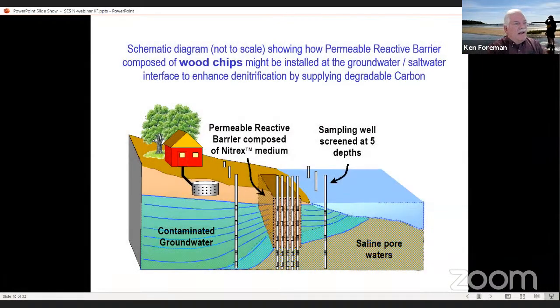So we had the idea. We're not, of course, the first originators of this idea. It actually originated with Will Robertson at the University of Waterloo in Ontario. But we had the idea to implement a test of the use of a permeable reactive barrier composed basically of wood chips to supply the carbon source along the coast to intercept nitrate-contaminated groundwater, and see whether or not this might be an effective strategy for remediating that nitrate pollution.